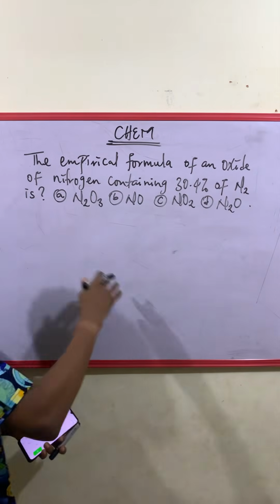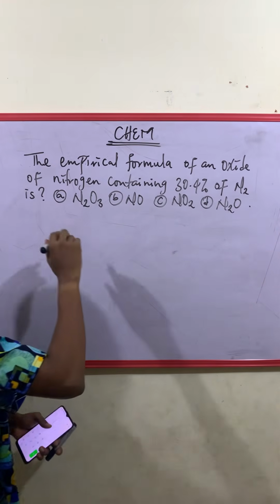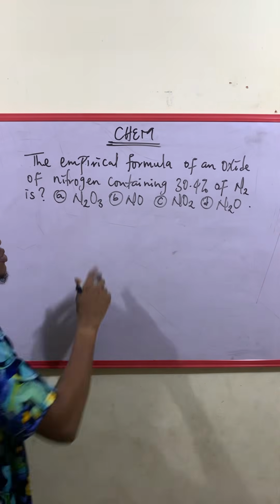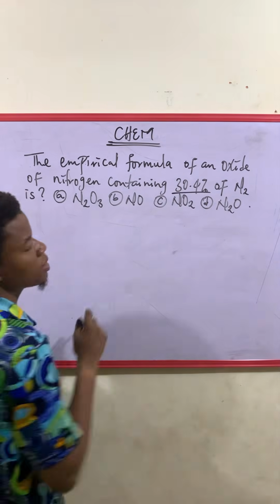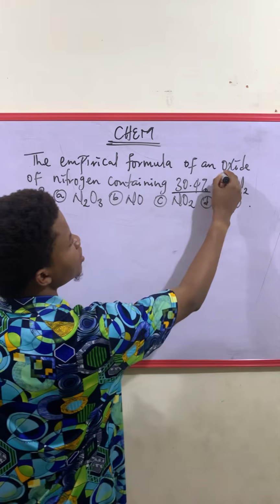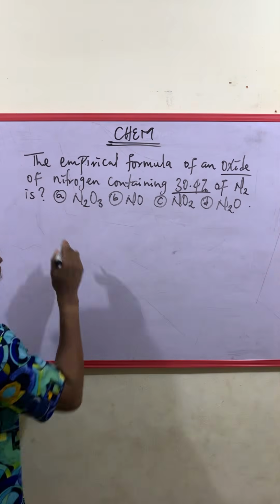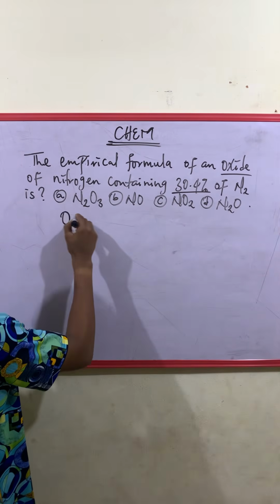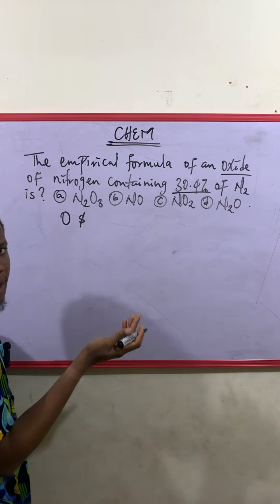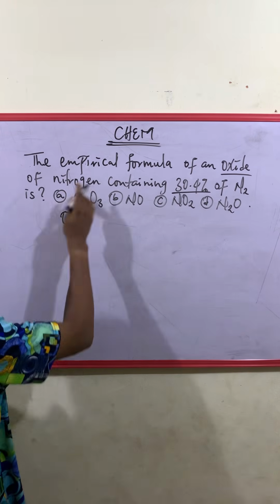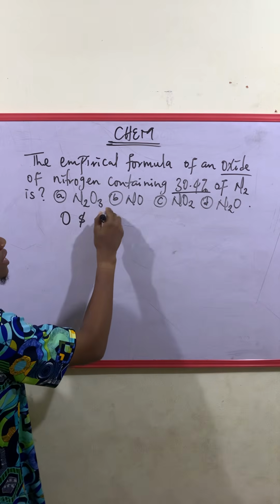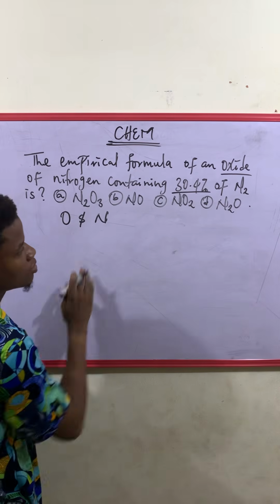Right, class. Let us solve this question on the board. It says the empirical formula of an oxide of nitrogen containing 30.4%. Now, when we're talking about an oxide, it is a compound that contains what? Oxygen and any other element. But in this case, they said the oxide of nitrogen, so it contains what? Oxygen and nitrogen. Alright, so that's the oxide.